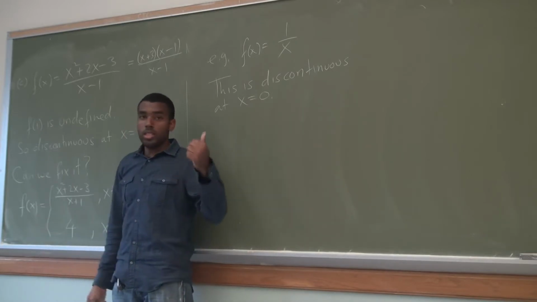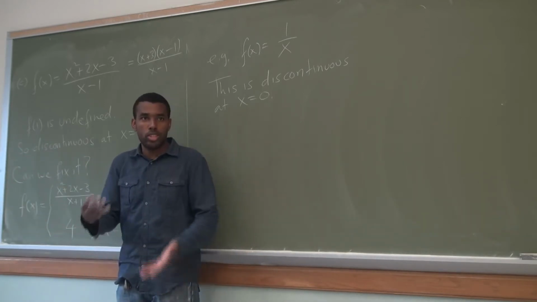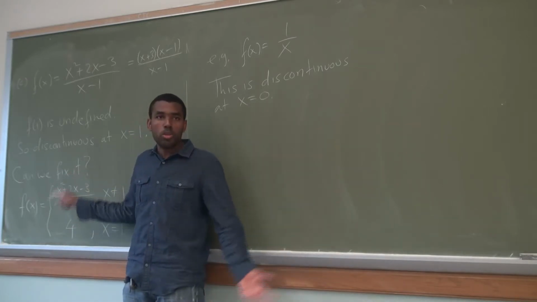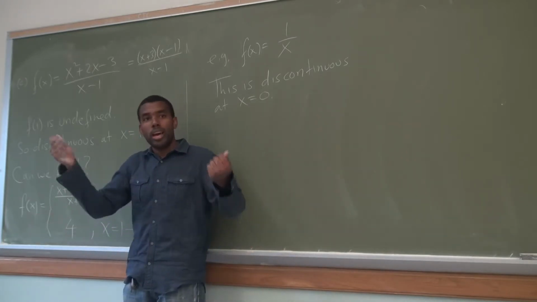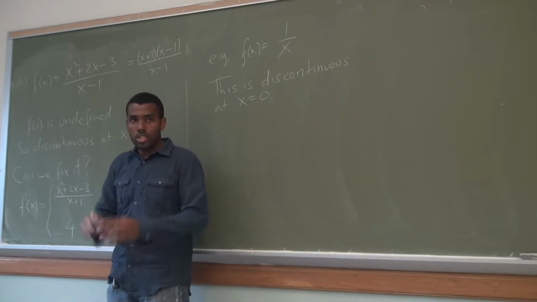It depends on how the question is phrased, right? If the question is just, is this continuous, you just say yes or no, and you justify. But it's a totally different question to say, is it removable? Then you can say, oh yeah, I can fix it just by fixing this point. And that's fine, it's two separate questions.